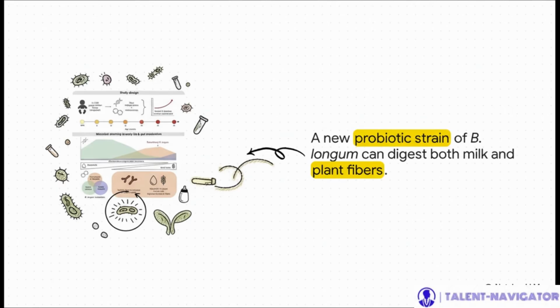For example, researchers studying children in Bangladesh found this unique strain of Bifidobacterium longum. So what makes it so special? Well, it has the genetic toolkit to digest sugars from both breast milk and the plant fibers you find in solid foods. This is a powerful, newly discovered type of probiotic that could have incredible health benefits for people everywhere.